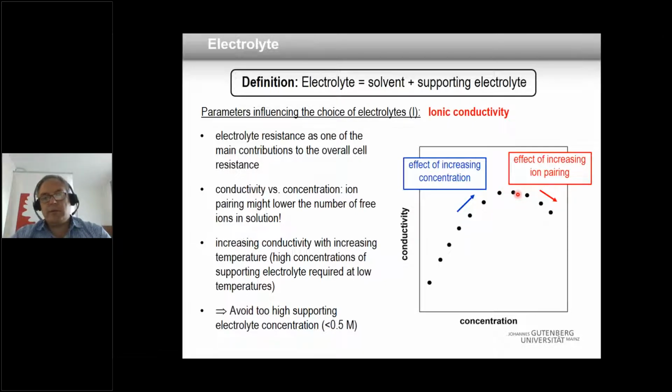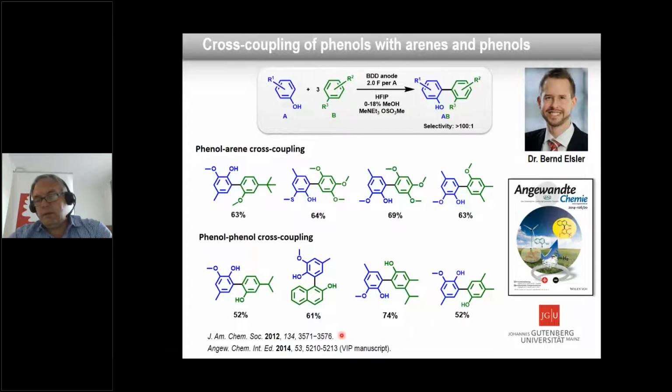The other point is, just keep in mind, think about if you have anions and you want to do an oxidation, they will compete at the anode with the organic substrate. And the organic substrate is in most cases not charged. That means the organic substrate doesn't come too close to the electrode. Therefore, usually we work with lower concentration of supporting electrolyte, usually below 0.5 molar, in most cases even 0.1 molar concentrations.